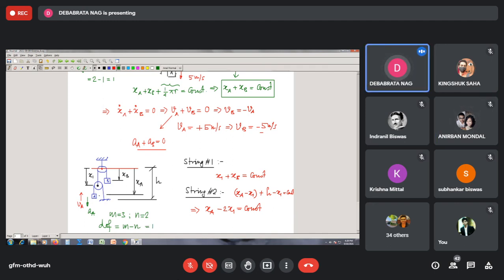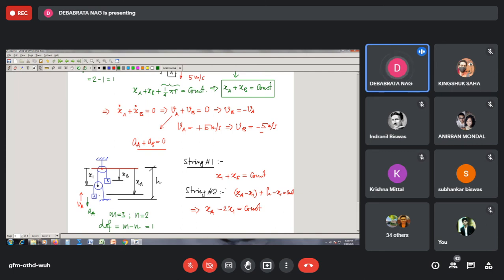So once again I find that this system's degree of freedom will become 1. It appears that we need 3 coordinates to specify the system, but ultimately it boils down to a single degree of freedom system. So I need just one input, and that input suffices to find the output for the motion of block B.